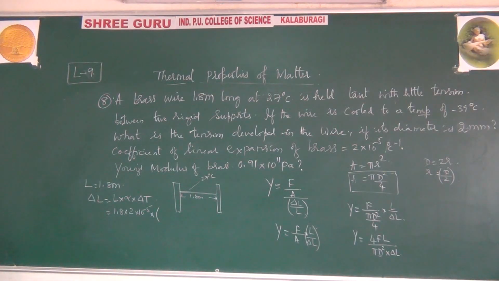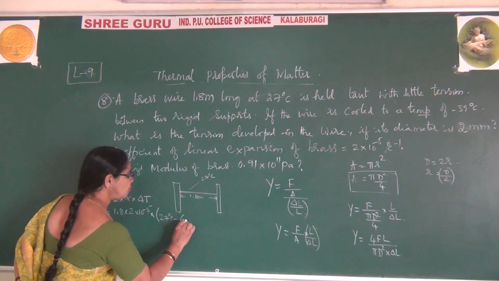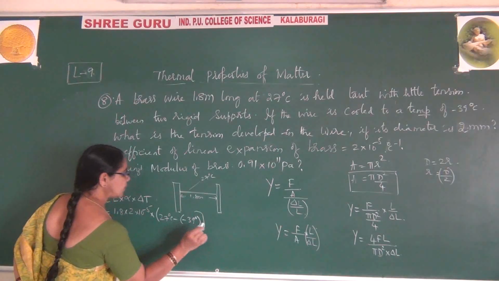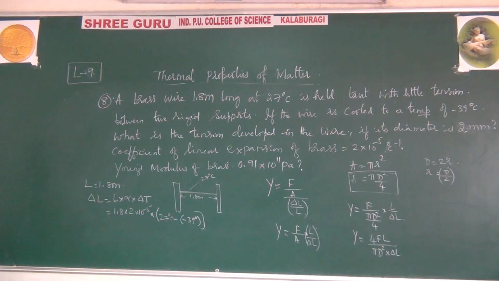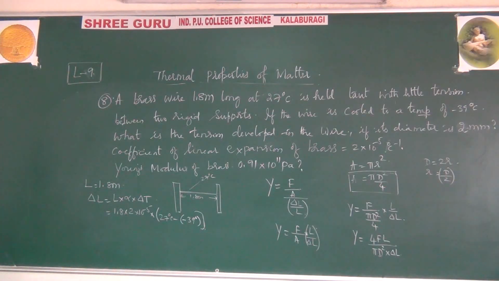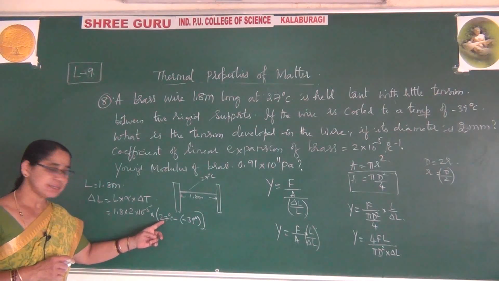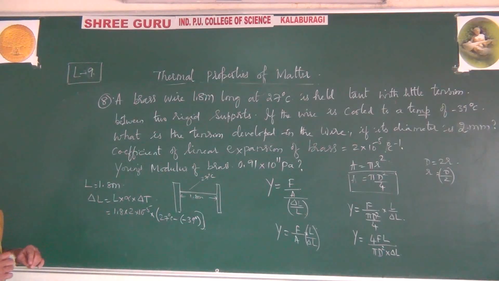So let us write this: 27 degree centigrade minus of minus 39 degree centigrade. This is our formula, delta T, that is T2 minus T1. Now using this, delta T will become 66 degree. Minus into minus is plus, so it is 39 plus 27. You get 66, right?